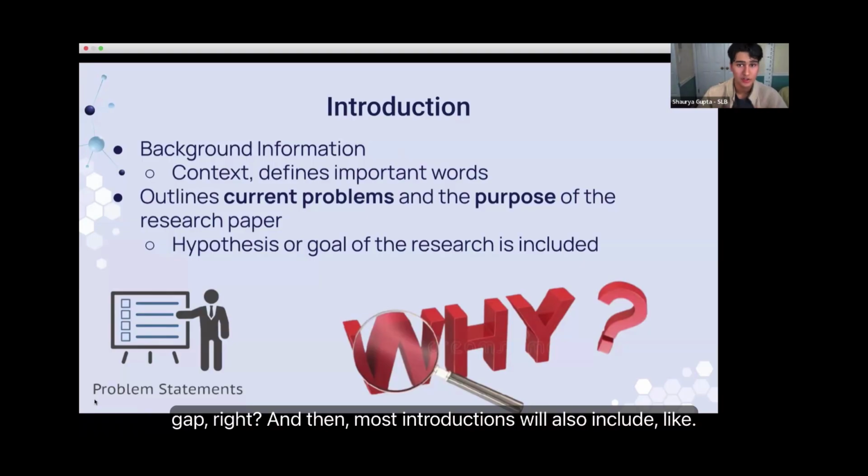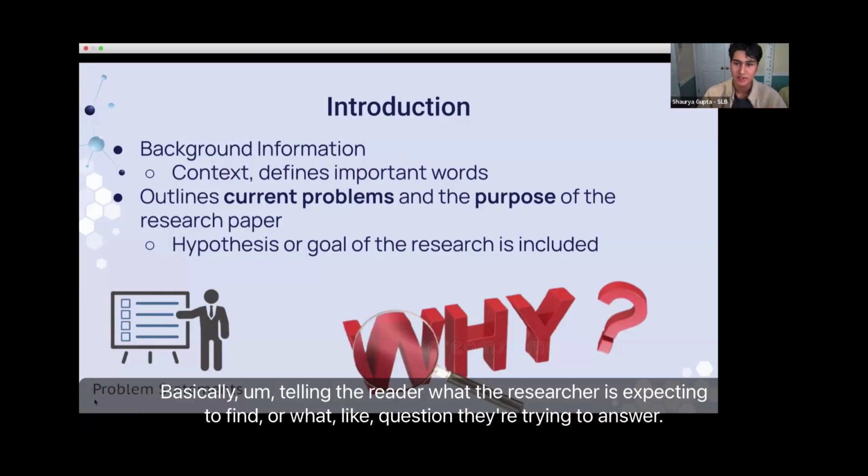And then most introductions will also include the hypothesis or the main goal of the study as well, basically telling the reader what the researcher is expecting to find or what question they're trying to answer.